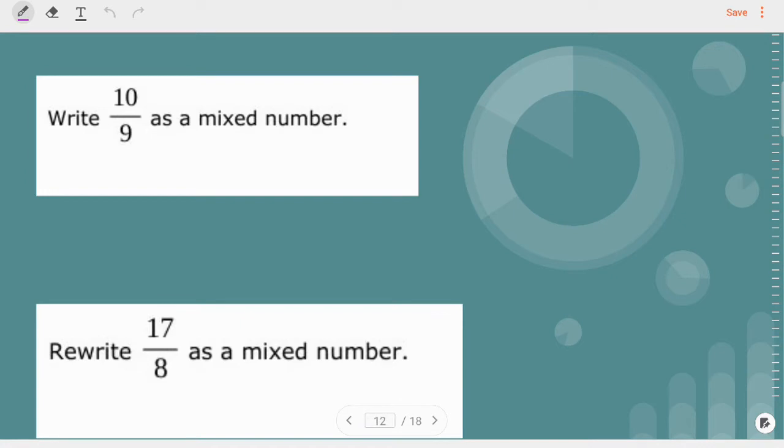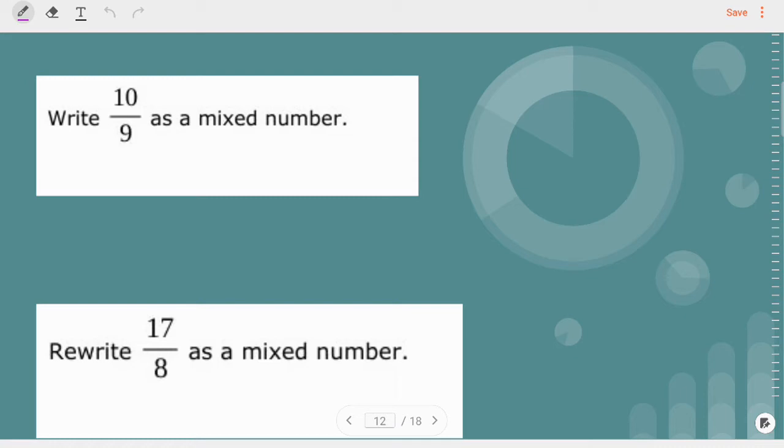So write 10/9 as a mixed number. Before we get into the operations, I want to make sure that we're clear. How do we write these improper fractions as mixed numbers? Well, we have two options. Option number 1, do it by hand, and option number 2, let technology help us.